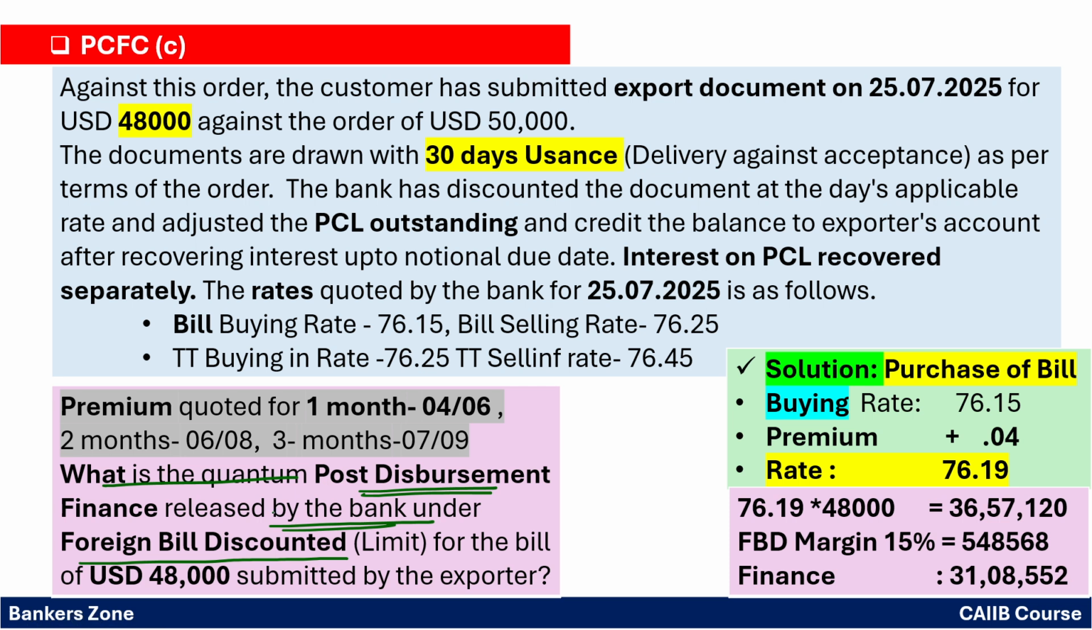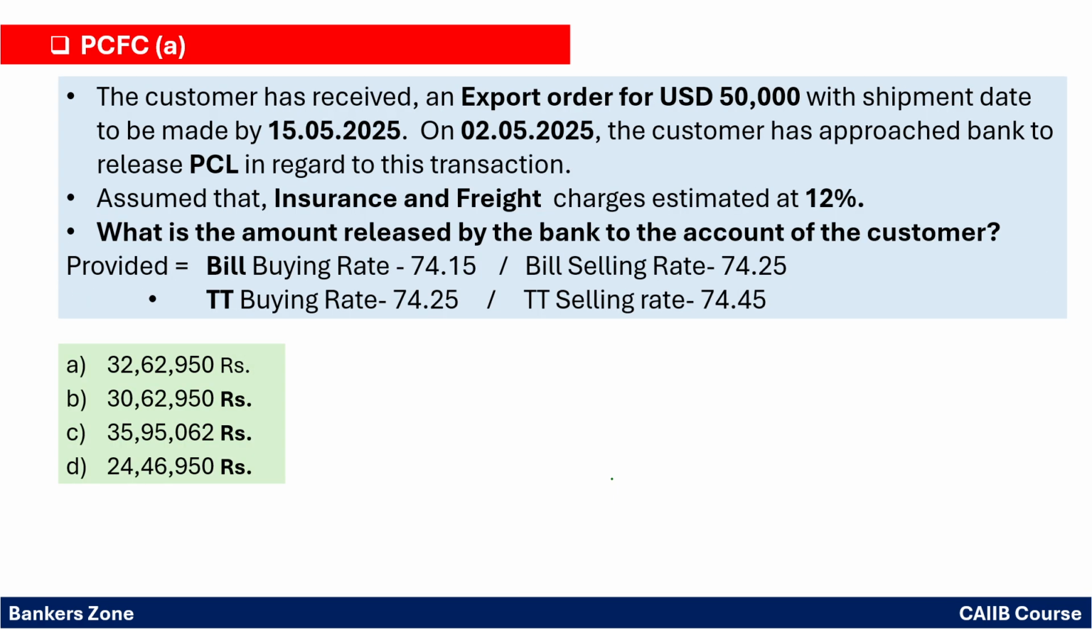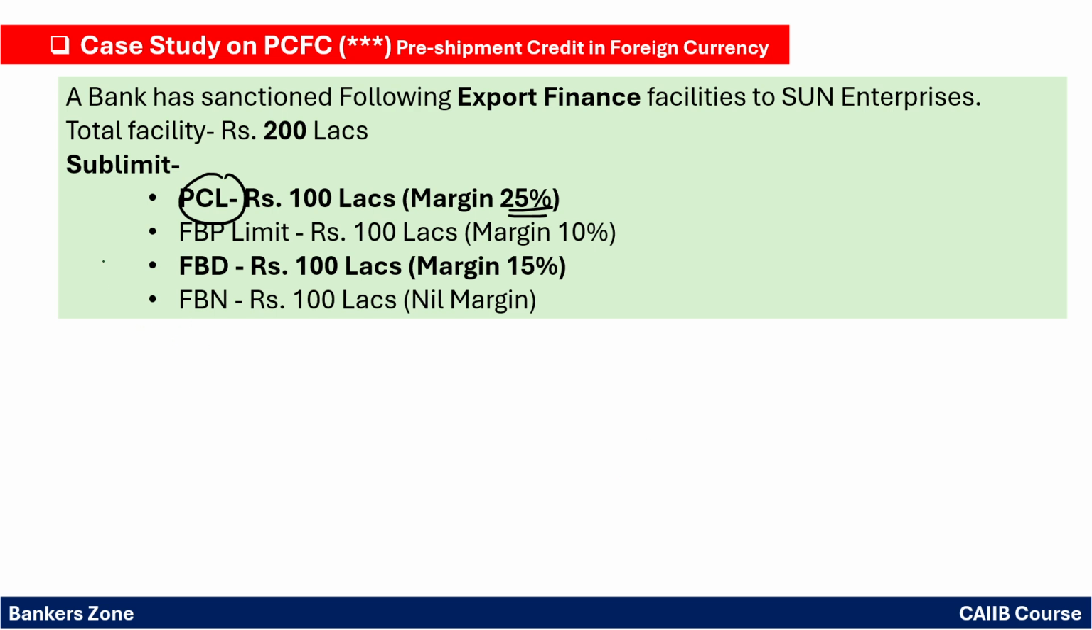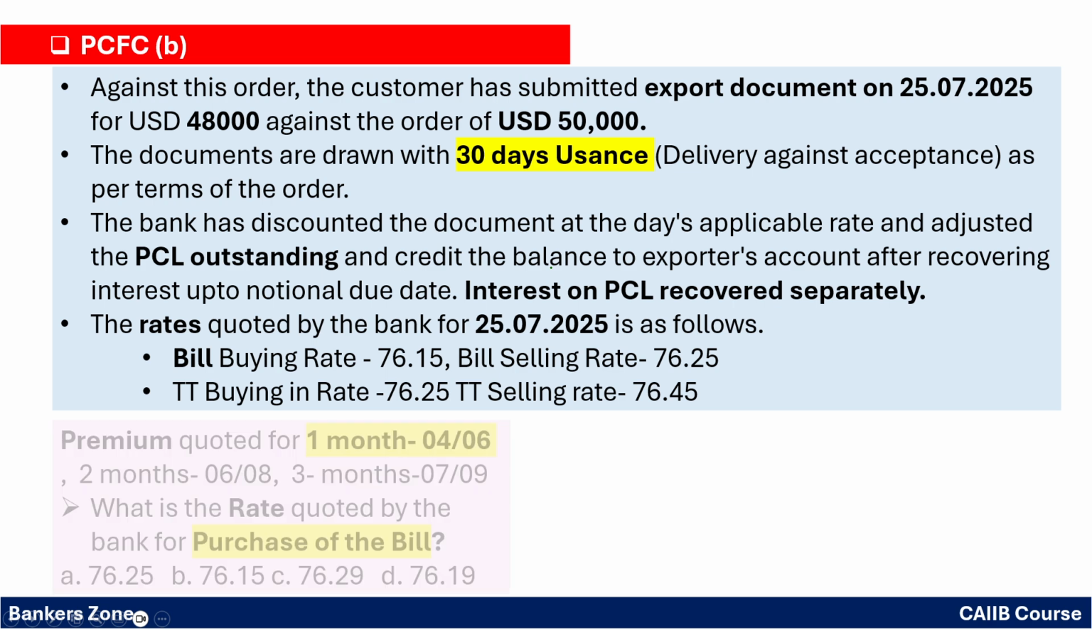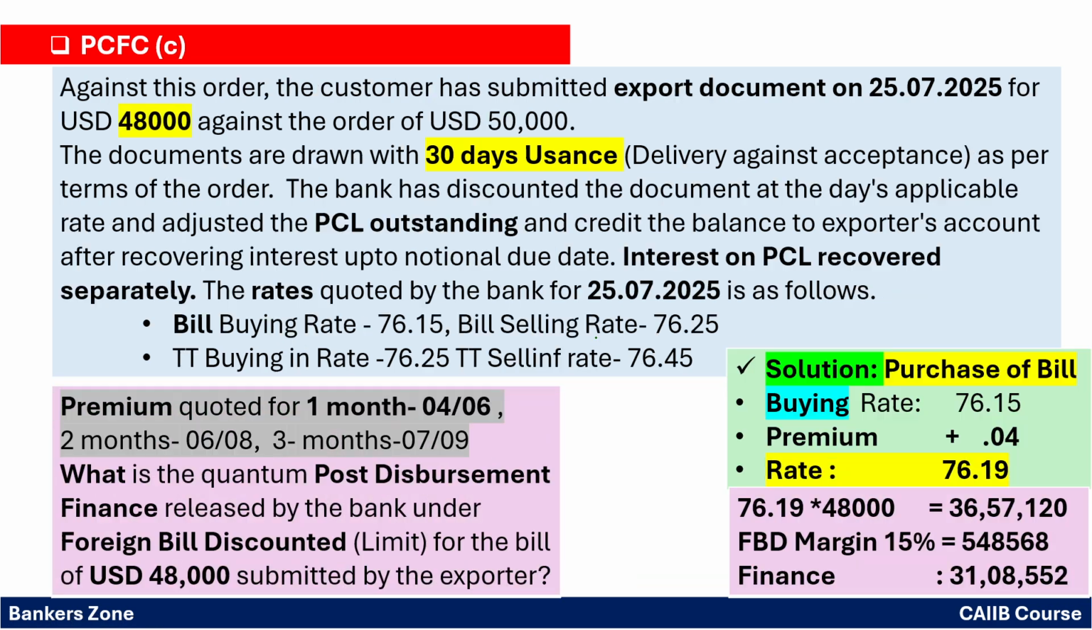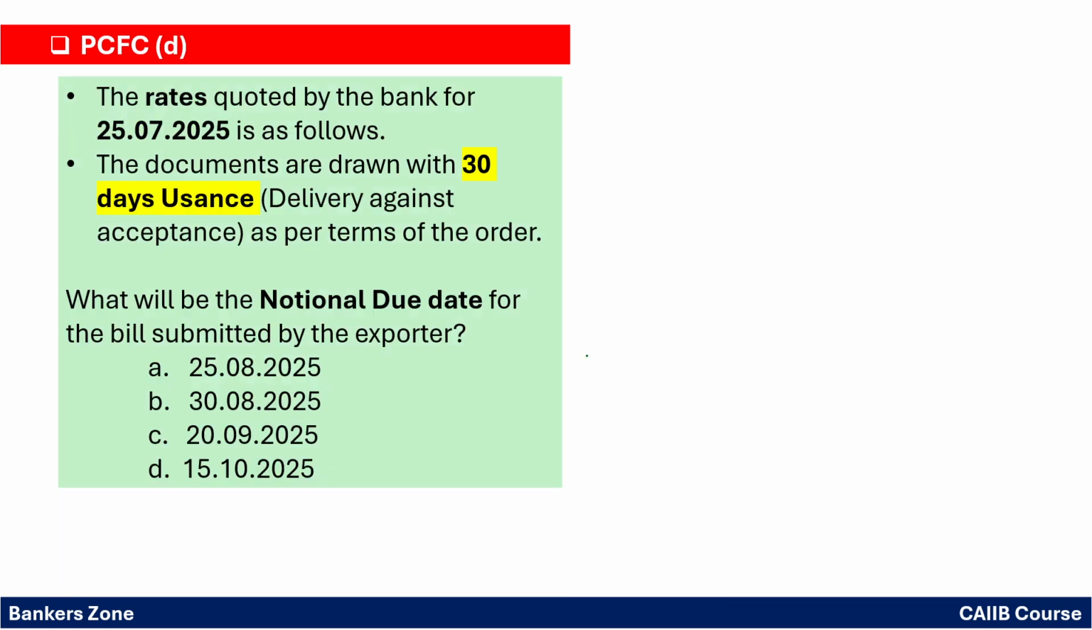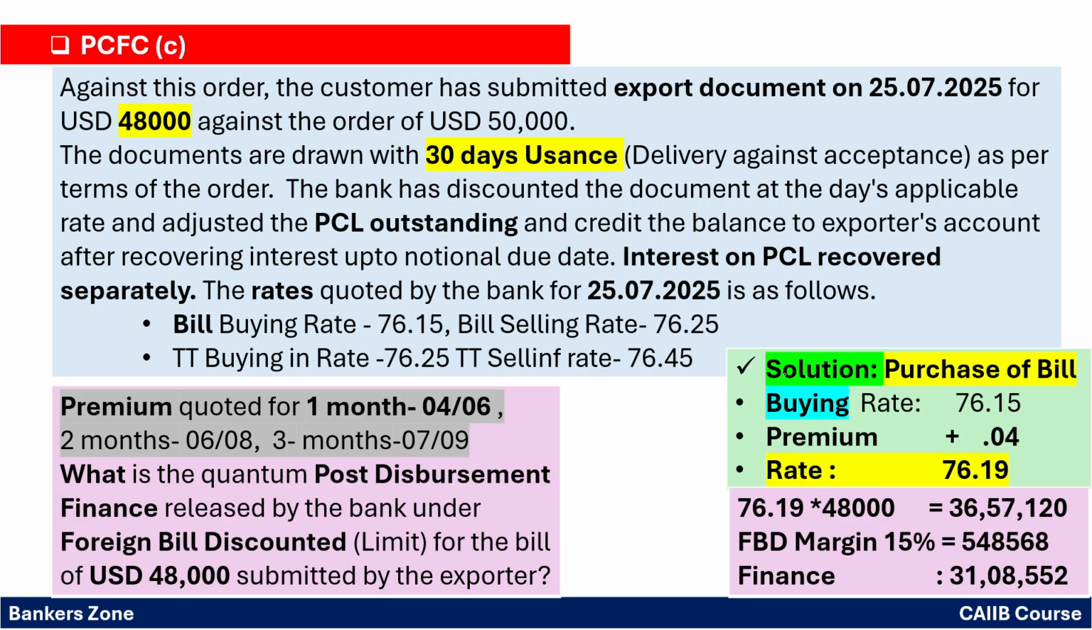Now see what they are interestingly asking. Previously, we solved for the PCL. Now they are asking to solve for the foreign bill discounted. Now you check here. In the beginning itself, in the question, they have given that for the foreign bill discounted, the margin is 15%, right? So let's solve this problem. So see here, foreign bill discounted. Now see, previously we have calculated the rate.